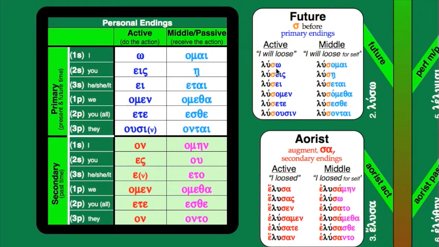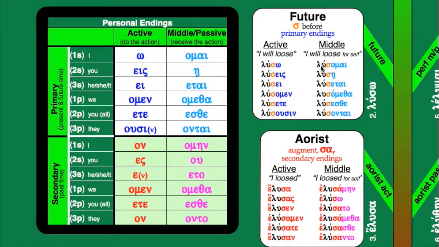So luso is I will loose. Luces, you will loose. Luce, he, she, or it will loose. Lusamen, we will loose. Luceta, y'all will loose. And lususin, there we go, means they will loose. And it'd be great for you to say these out loud after I do as well and really get these stuck in your head. I know I'm repeating a lot, but that's kind of the key to getting these really jammed into your brain, okay?